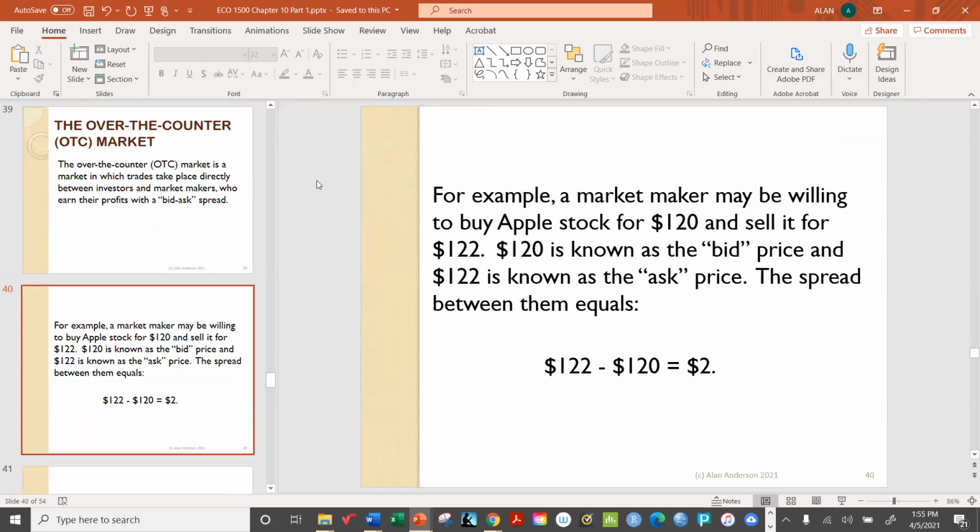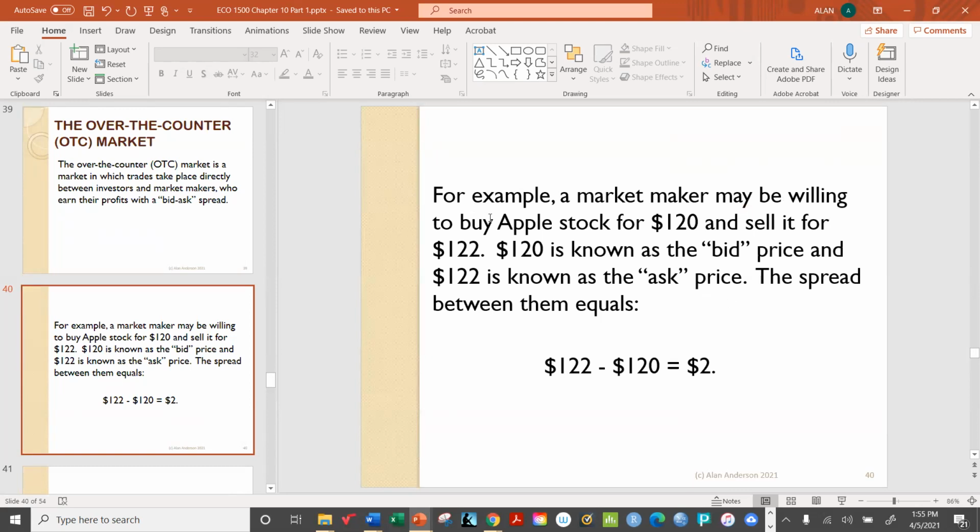So let's say there's a market maker out there who's carrying Apple stock, and they'll offer to sell it to you for $122, but they'll also offer to buy it from you for $120. So they're basically trying to make $2 on every trade that they make. And so the difference between those two prices, which is known as the bid-ask spread, is equal to $2. Okay, so that's where these market makers make their money. This is what you are dealing with in the over-the-counter market.